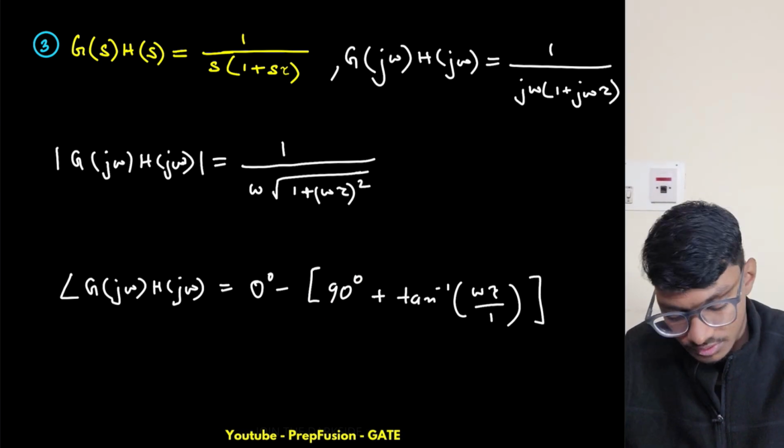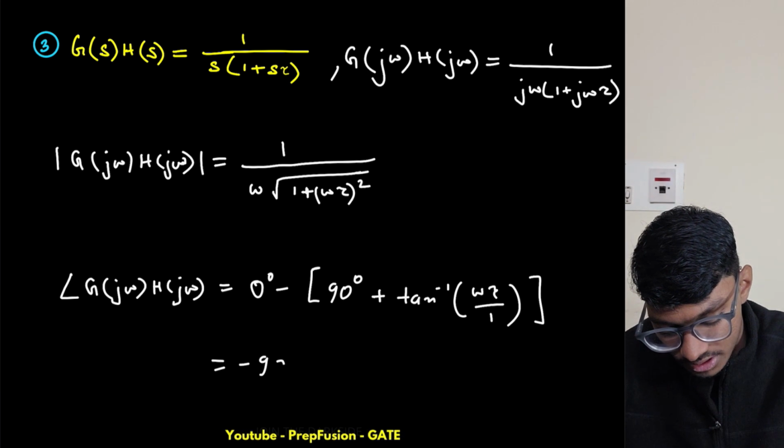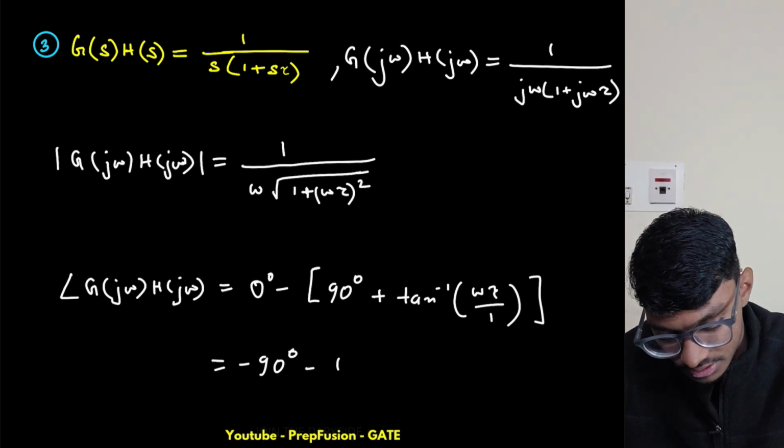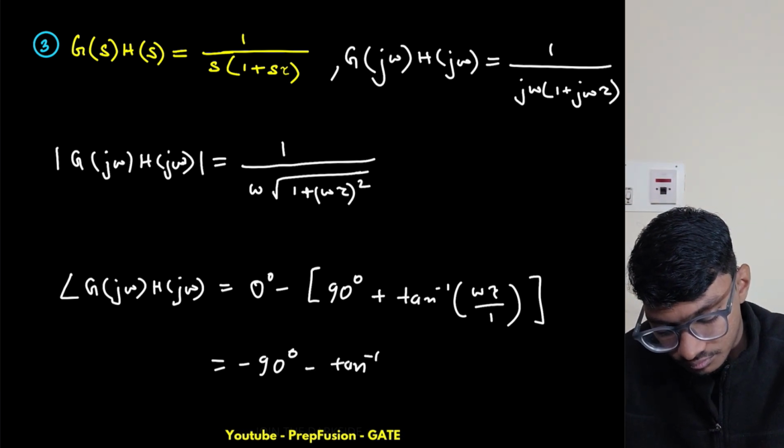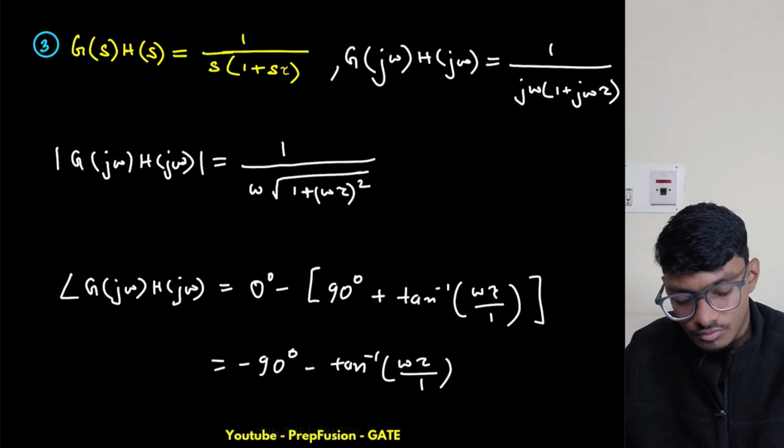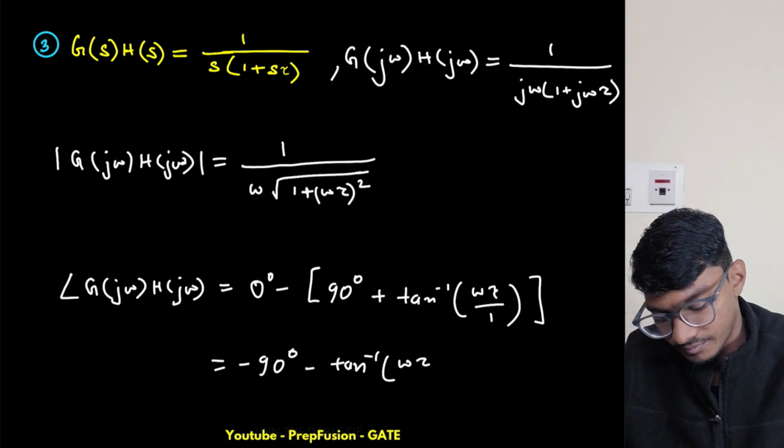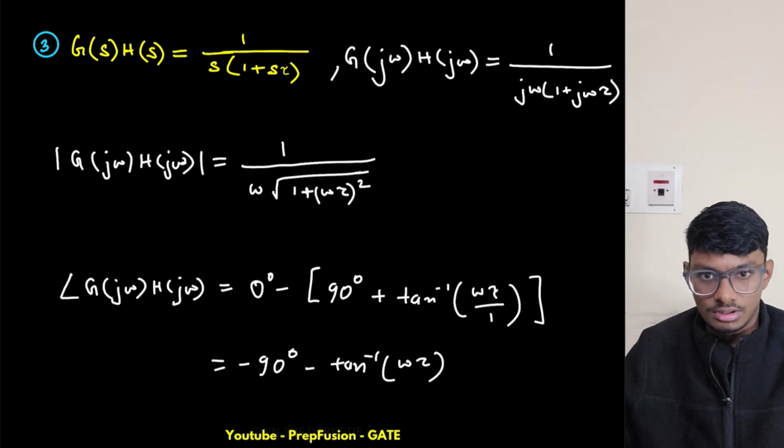So yeah, this one is this one. Now further, how can I simplify this one? This will be minus 90 minus tan inverse omega tau by 1. So not by 1, omega tau itself. So what can I say about this angle?